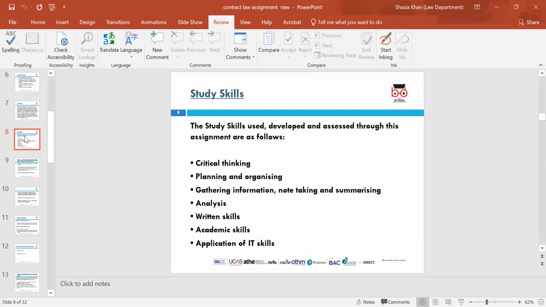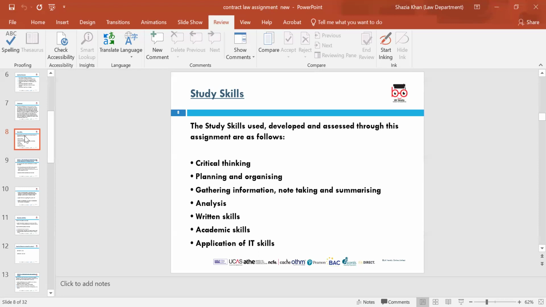Gathering information, note-taking and summarising, and that is really, again, important, so you don't confuse the different modules or the different units you are doing. Gather your information, note-take anything you think is important, and summarise your notes, so it makes it easy for you to understand. And the next element is analysis. You need to be making sure that you are analysing the questions, the tasks you are being asked, and you are referring back to the question and what they're asking you.